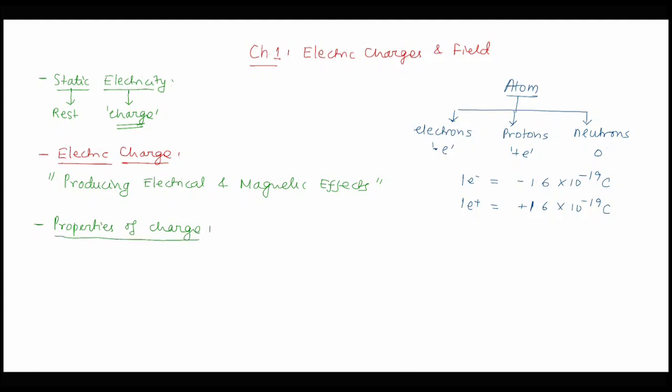So the first thing about charge is that charge is transferable, and that is the reason why we are going to study this chapter. Now, when one charged body is placed in contact with another charged body, then we say that charge transfer is taking place if they have different charges. Or we can also say that when two bodies are rubbed against each other, then charge transfer takes place.